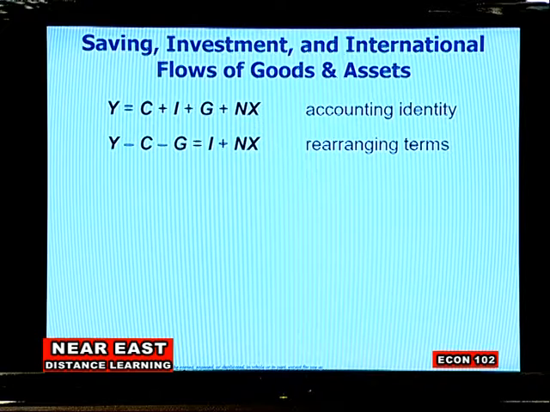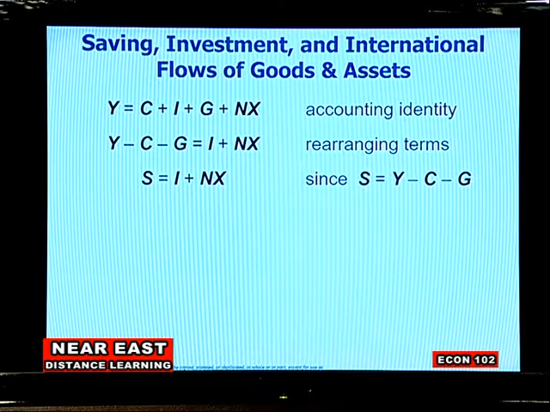From the accounting identity, if we rearrange, taking C and G to the other side of the equation, we have Y minus C minus G is equal to I plus net exports. And if we rearrange the terms, we have S is equal to I plus NX, since saving is equal to income minus consumption minus government spending. So saving is equal to investment plus net exports. If we know that net exports is equal to net capital outflow, then we can see that S is equal to I plus NCO.